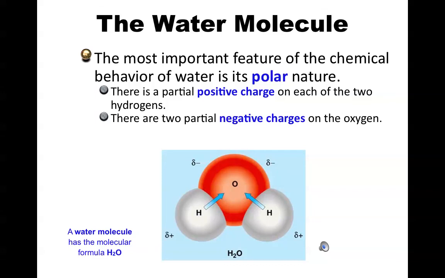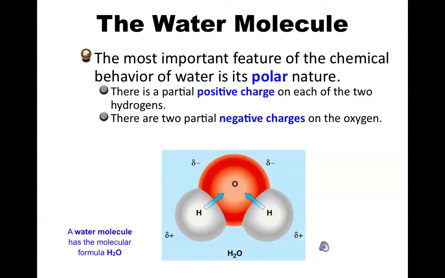This slide just reminds us of the polar nature of a molecule of water. And it's this different charge distribution of positive and negative charges. Whether they're full positive or full negative on molecules will depend on the molecule. But of course with water, we have two partial positive charges, one on each hydrogen, and two partial negative charges on the oxygen atom. Why does the oxygen have two partial negatives?